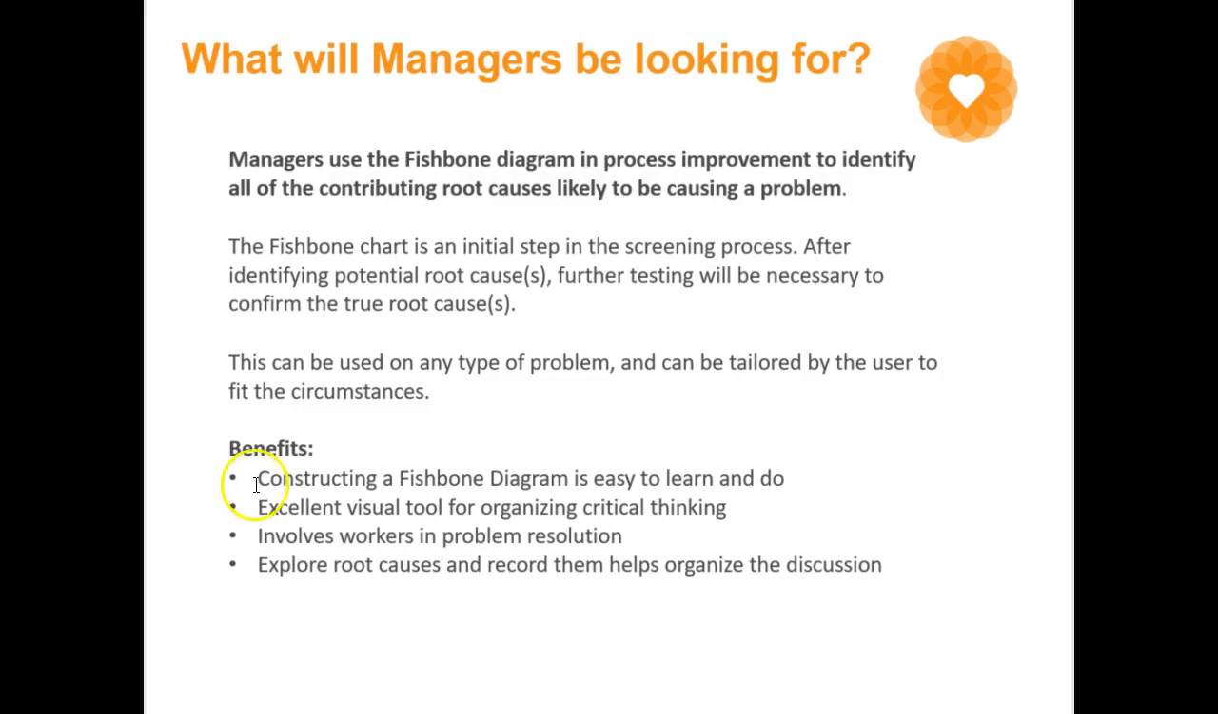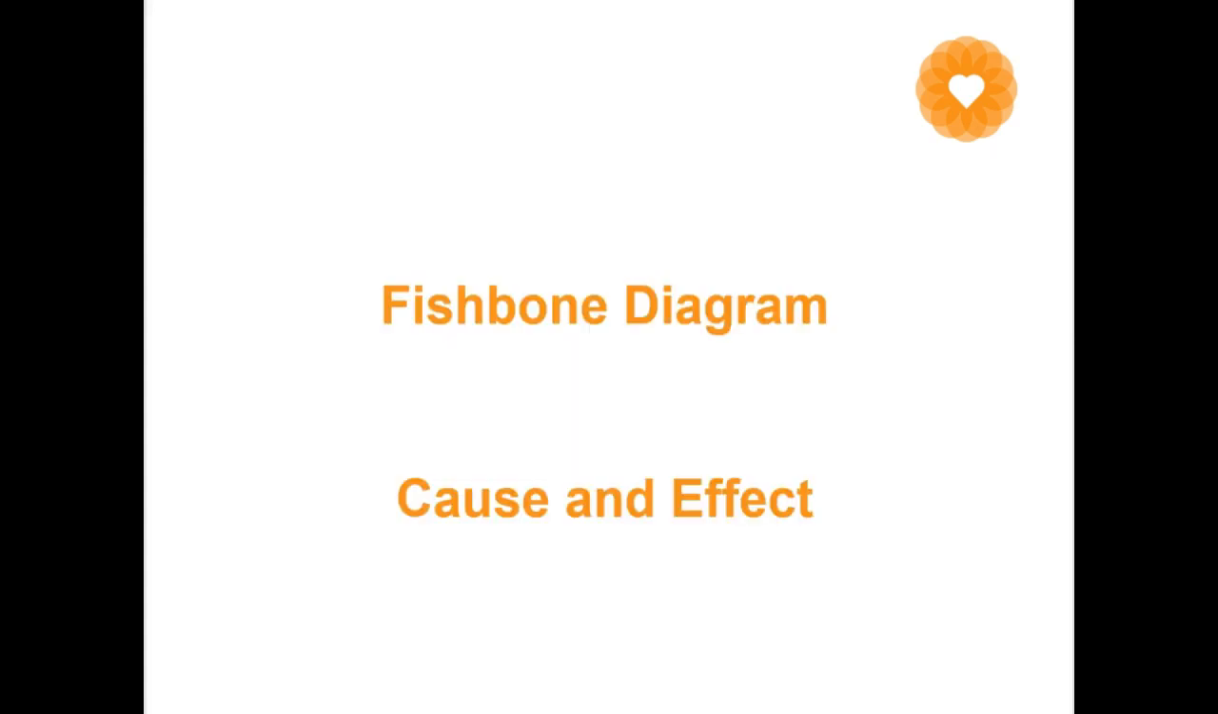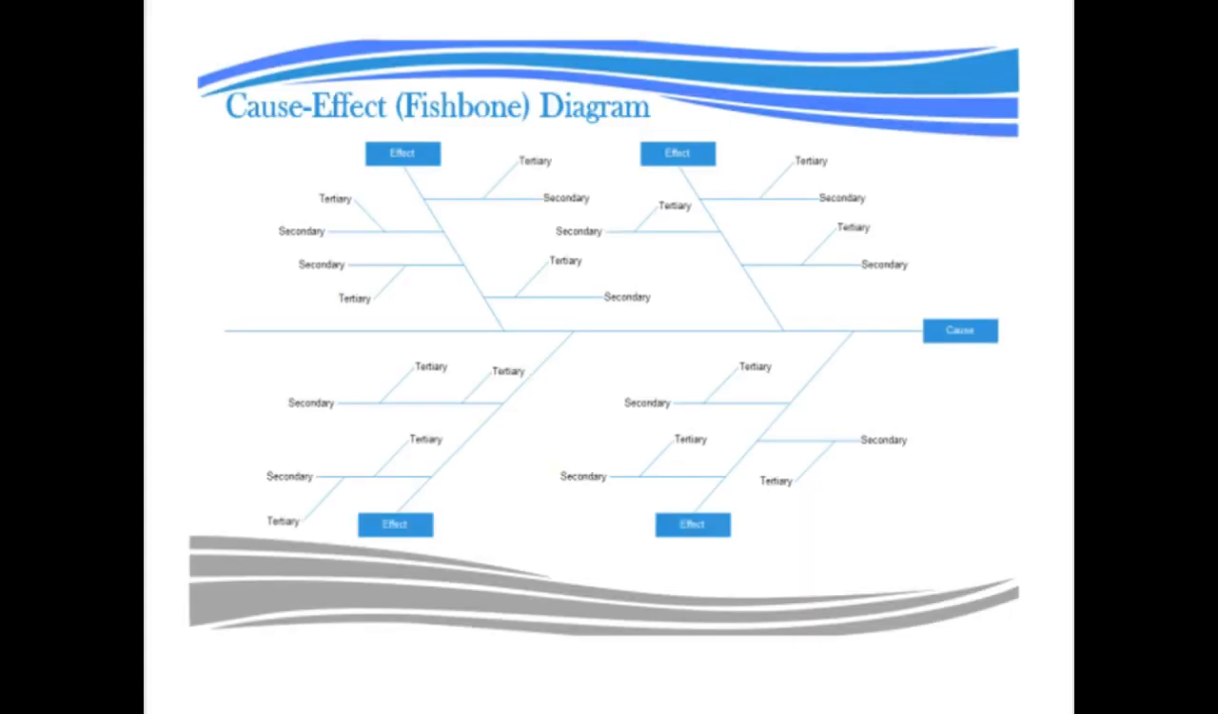This is our last chapter together, and we're going to discuss fishbone diagram, cause and effect diagram. It's generally called the fishbone because it resembles a fish. It's got a head and some spines. You can see the cause right here and the effects.